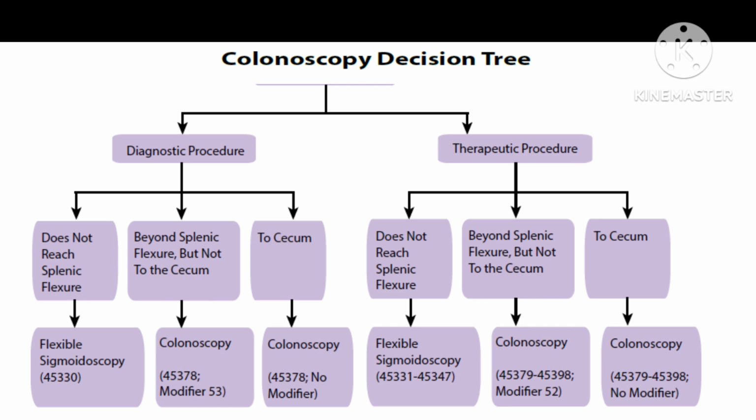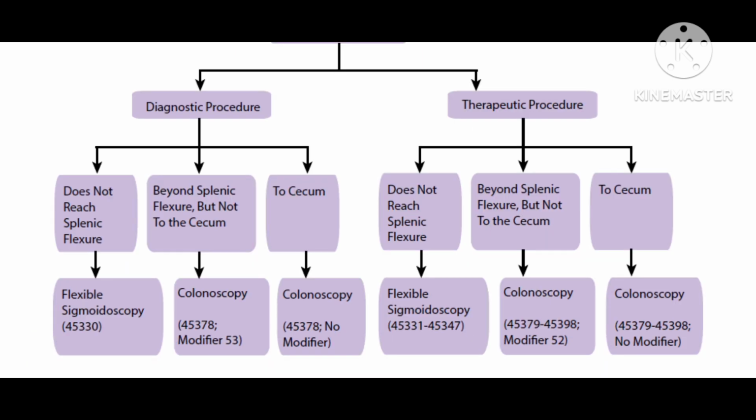If the scope has crossed the splenic flexure but not until the cecum, that means it has entered into the transverse colon, but it did not reach the cecum, then how will you report it? You can report it as a colonoscopy procedure, but here you have to give the modifier 53 along with the colonoscopy procedure to say that this is a discontinued procedure. So maybe later the doctor will be redoing it. So that is why we are using this modifier 53 here to say that the procedure was discontinued.